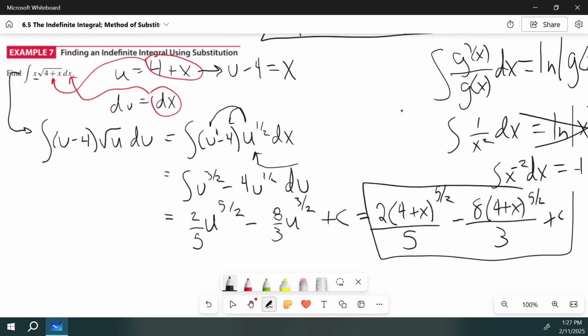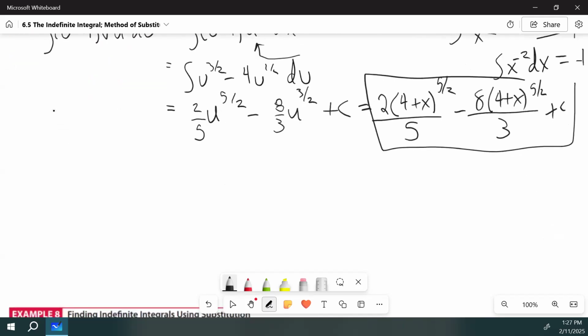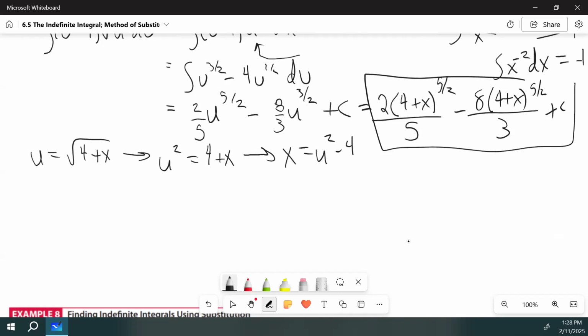Okay, now there is another way to do this one. If we let u equal the square root of 4 plus x, then u squared equals 4 plus x, and then x equals u squared minus 4. So that integral becomes x gets substituted with u squared minus 4, and the square root of 4 plus x gets substituted with u.